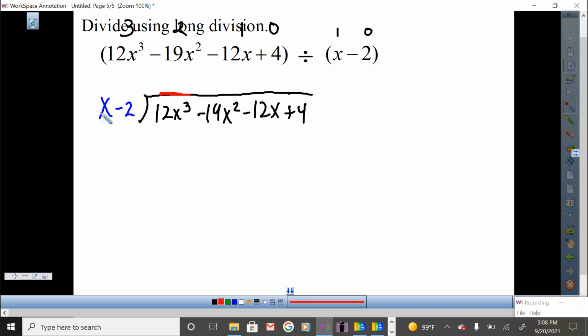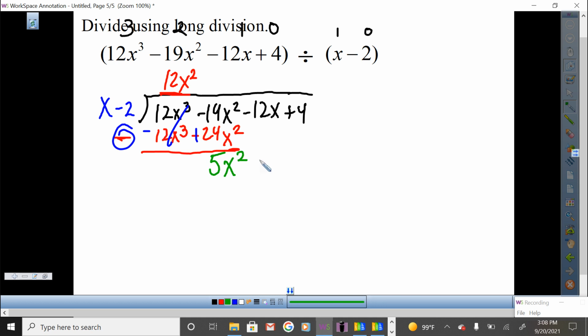And we begin. What number times x gives us 12x cubed? That's 12x squared. 12x squared times negative 2, that's negative 24x squared. We're going to subtract. What does that mean? That we're going to distribute that to these two. This is negative. This becomes positive. This cancels. What is negative 19 and positive 24? That leaves us with 5x squared. Yeah, this is 19. Okay?